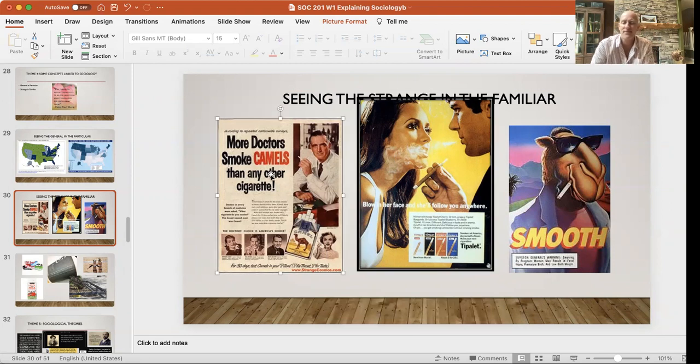If you saw this ad in the 1950s, you wouldn't have thought too much about it, doctors advocating for smoking certain brands of cigarettes versus others. It's just coming through your landscape. You're not stopping to think about it, right?